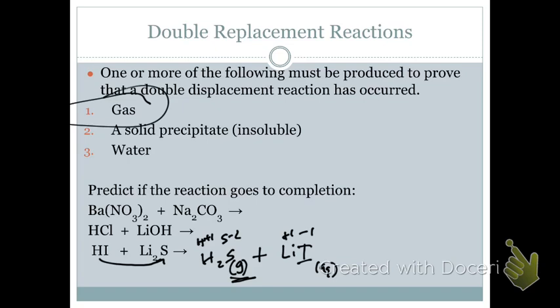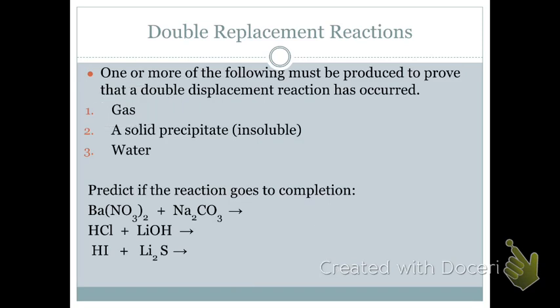Okay, so I should probably give you an example that doesn't work. Let me show you an example where the reaction won't occur. So let me just make up something real quick. Let's do this.